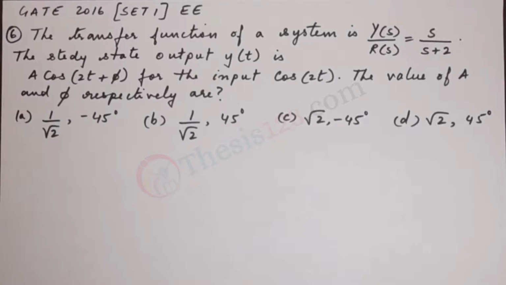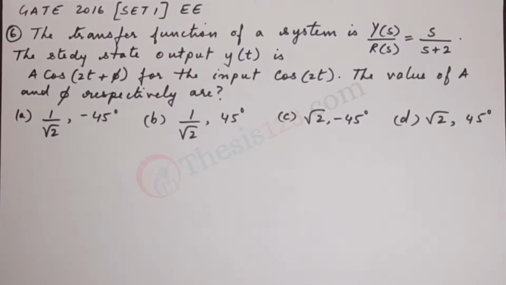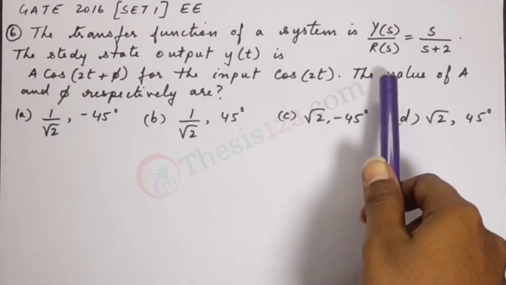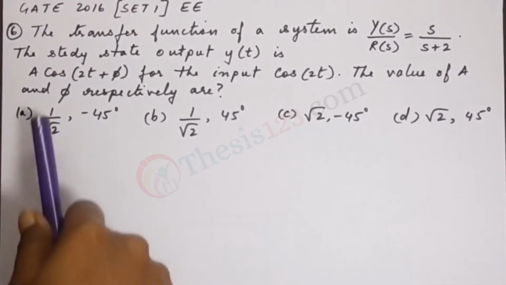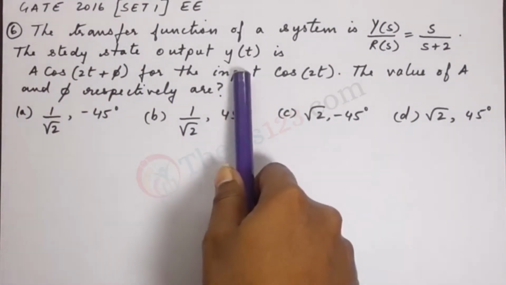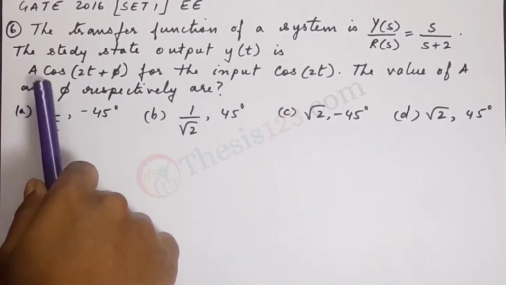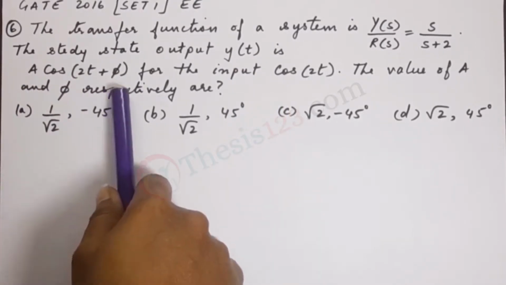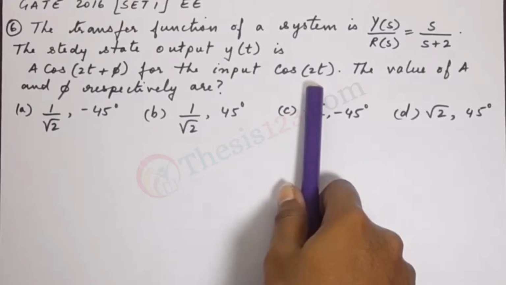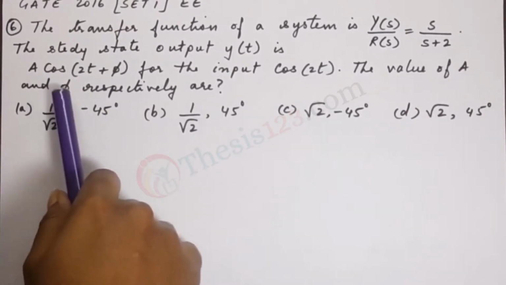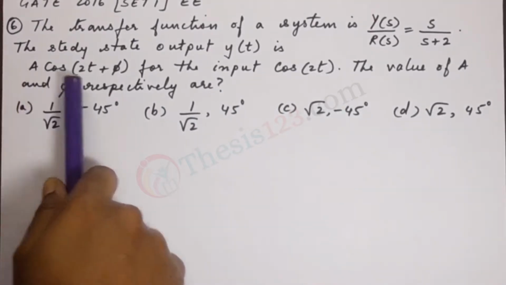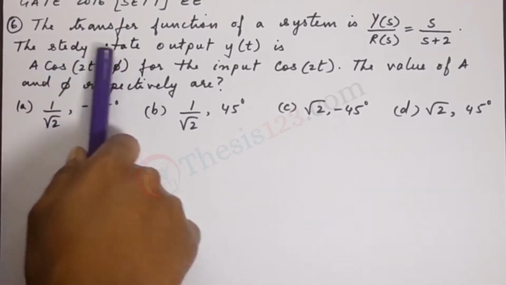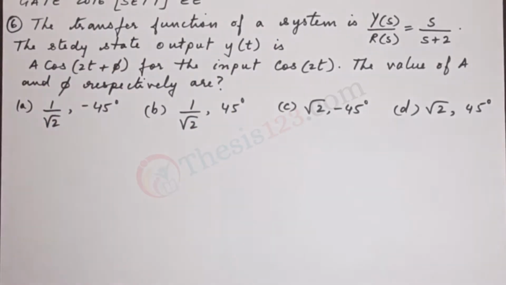It says the transfer function of a system is Y(s) divided by R(s), transfer function, s by s plus 2, and the steady state output y(t) is A cos(2t plus phi) for the input cos 2t. The value of A and phi respectively are. So we are supposed to find out what A and phi is in the output given y(t).